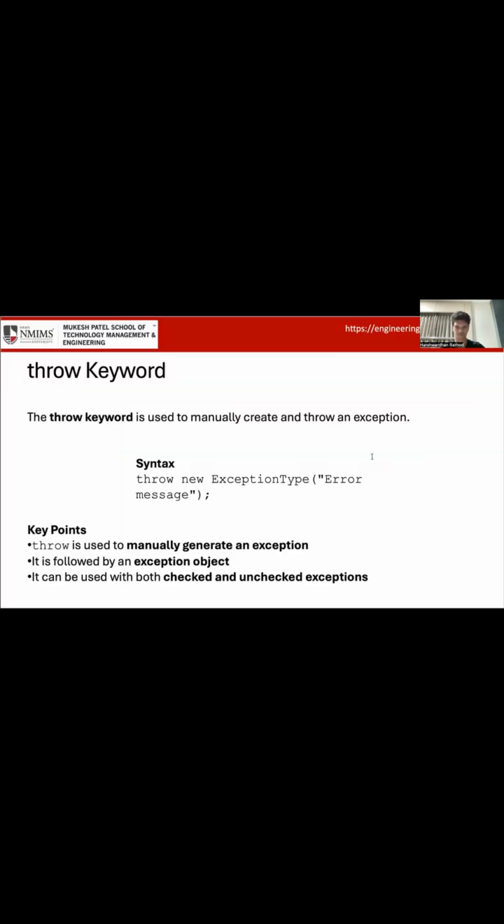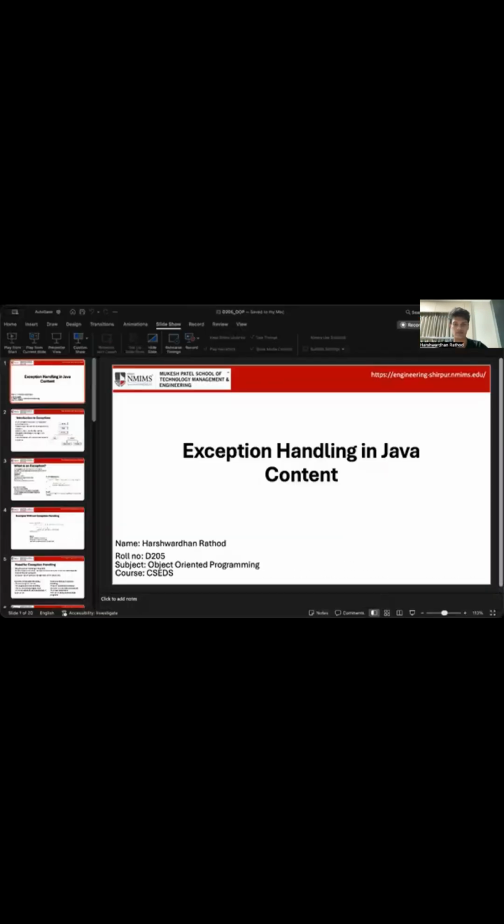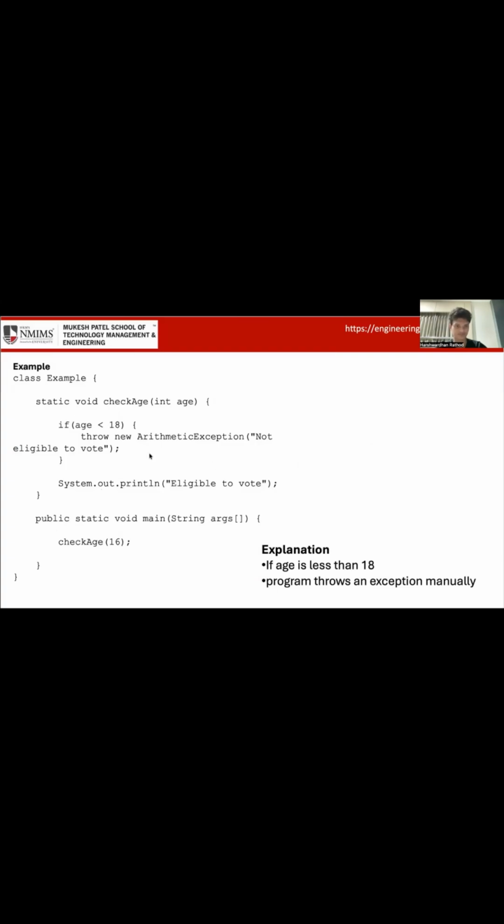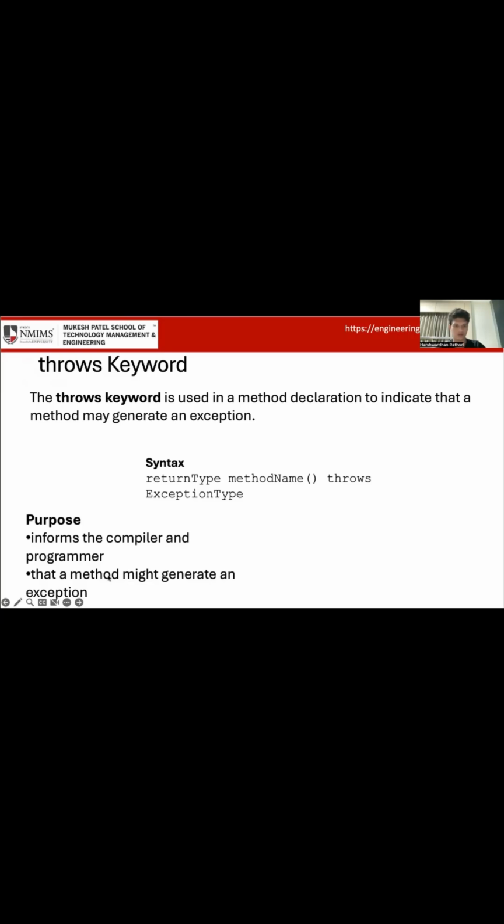Throw keyword. The throw keyword is used to manually generate an exception. Programmers use it when they want to explicitly trigger an error under certain conditions. So this is the syntax. Here's the example for throw. Over here, if the age is less than 18, then the exception will work, and we have created a manual exception in the program.